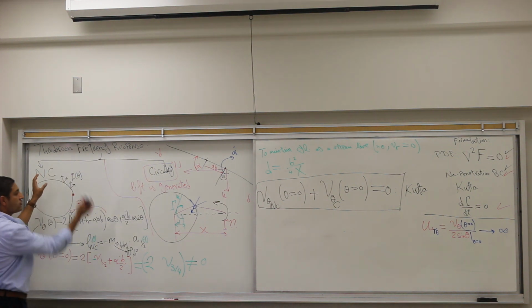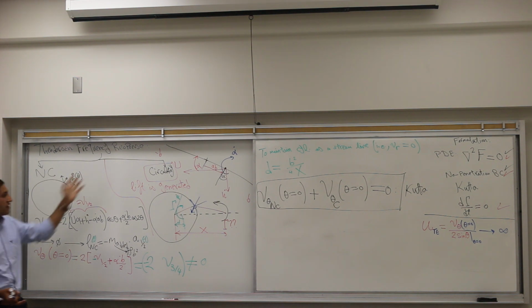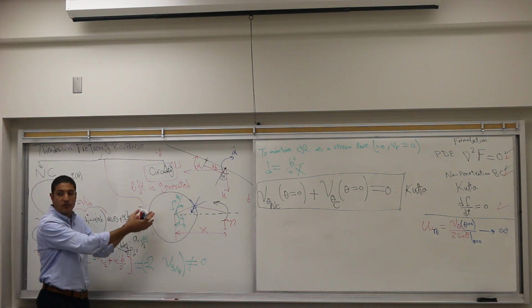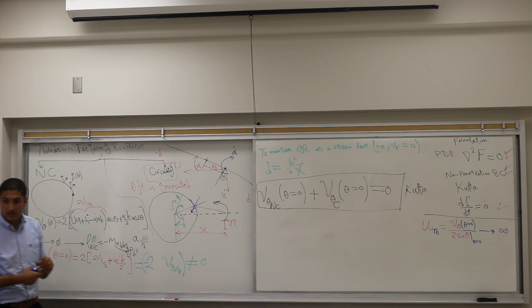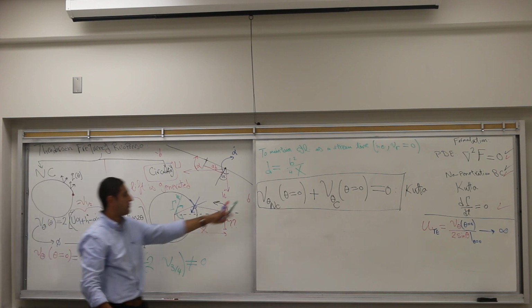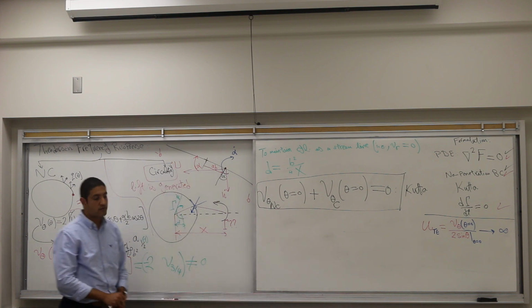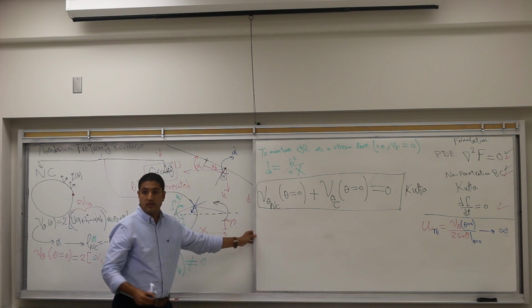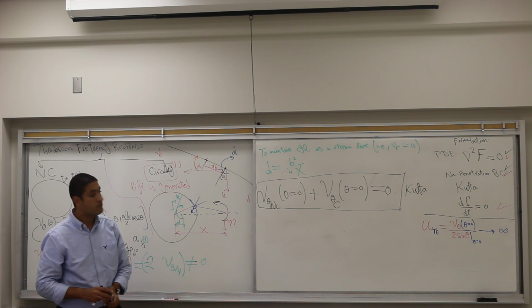Non-circulatory, we don't have any vortices. Here we're adding another part to the problem, we're adding vortices. We did this last lecture, and we already derived an expression for V theta, the non-circulatory. I have a question. Why is it 0 again? Because of the Kutta condition?